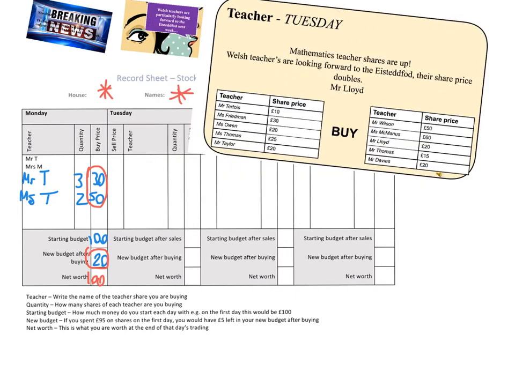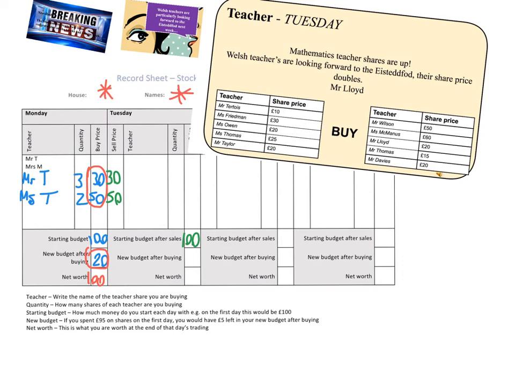So the first thing they have to do on the next day is they have to sell all their shares at any new prices. So I think Mr. T has stayed the same, so they get £30 for that. And Miss Thomas has also stayed the same, so they get £50 for that. So their budget this time is going to be £100, because it's the 80 plus the 20 they had left over last time. So they've got £100 left over after sales. So now they start buying their new shares for the day.